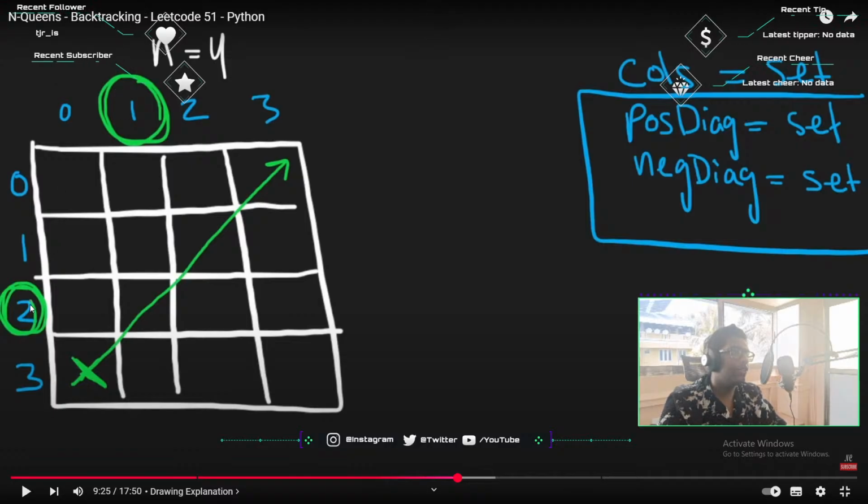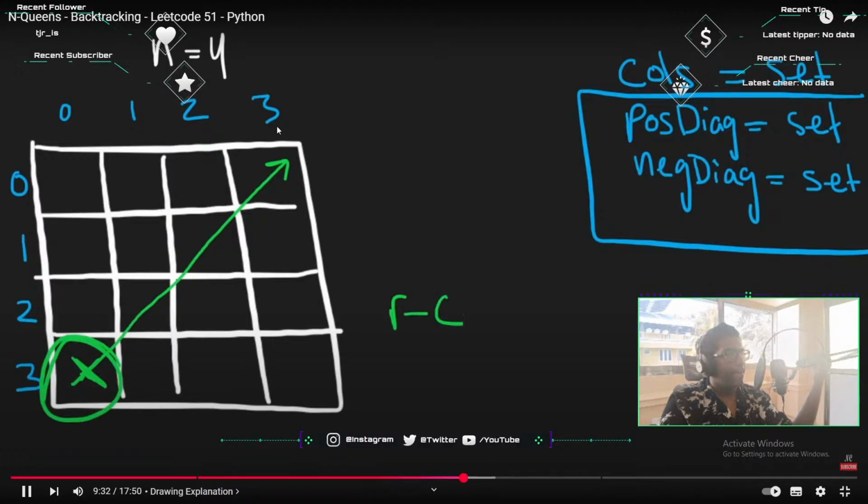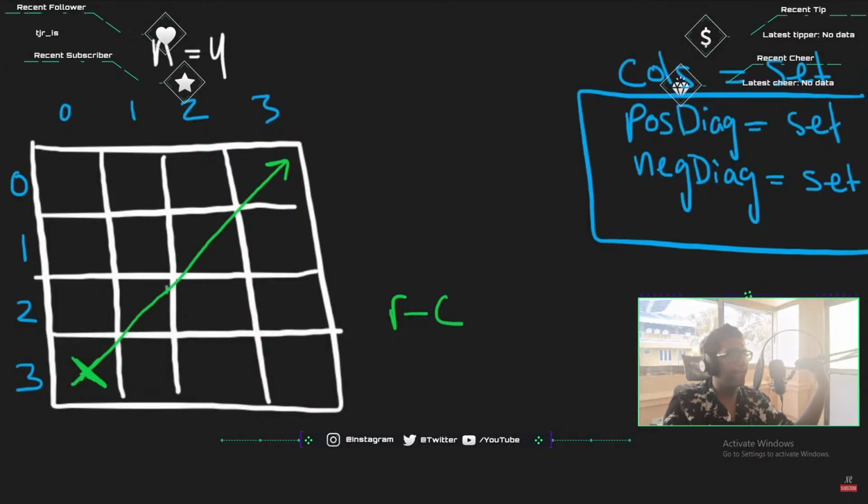So adding these two would always equal 3. 2 plus 1 is 3. 3 plus 0 is 3. Oh, okay. So we can't use constant. Over here, the row minus column is going to be 3. Over here, the row minus column is going to be 1. So it doesn't work if we do row minus column.